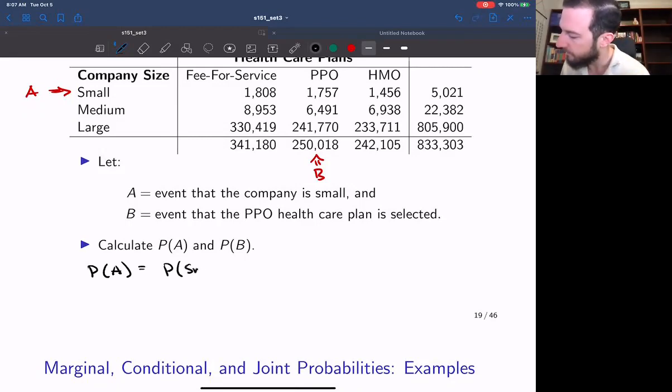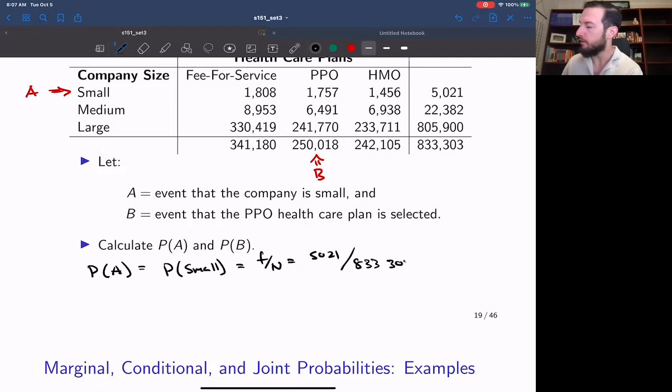So we could think of it like this. This is going to be little f over capital N. There are 5,021 small companies, and there are 833,303 total companies. So the probability that a company is small is 0.006. Again, you can see that the marginal computation given the contingency table is quite straightforward. We're just taking the row or the column total of interest and dividing by the overall total number of observations within the experiment.